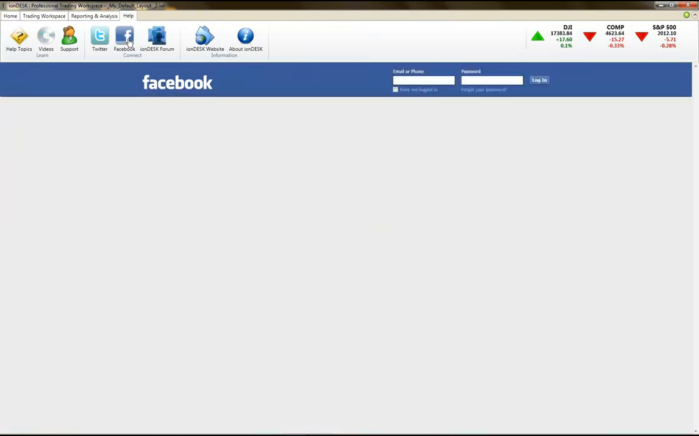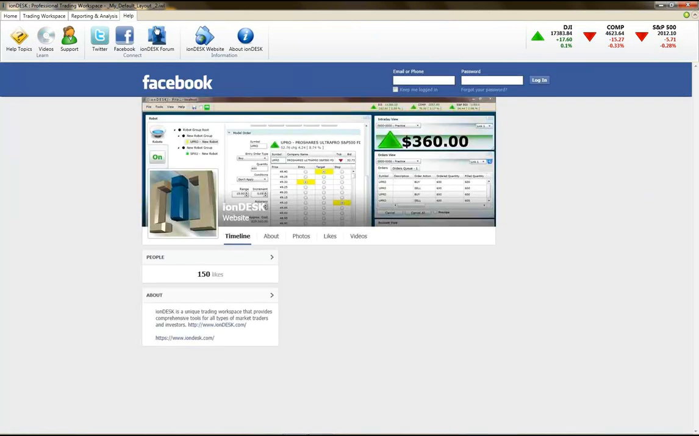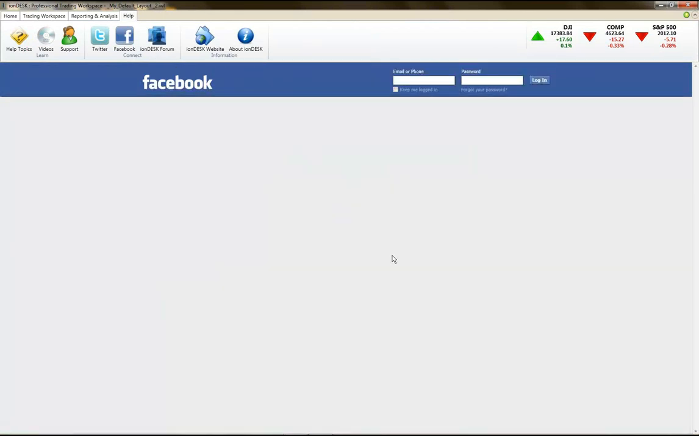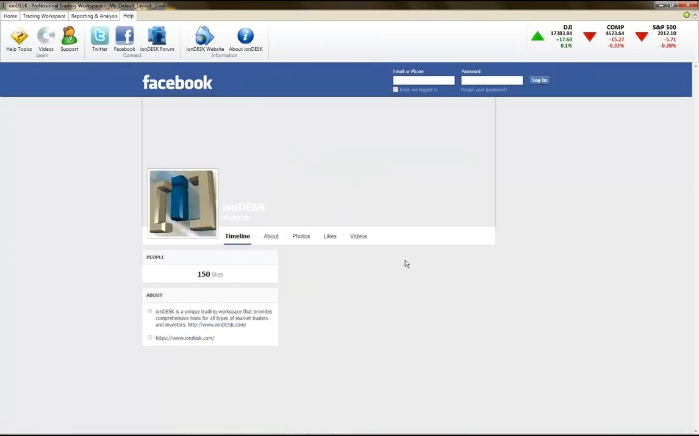Why do I need to do that? Why can't I just go here and click here? Oh, Facebook, you make stuff so complex. Let's see if I have.